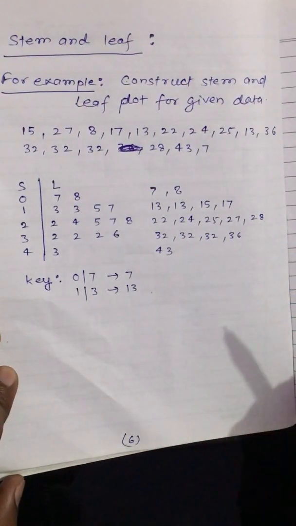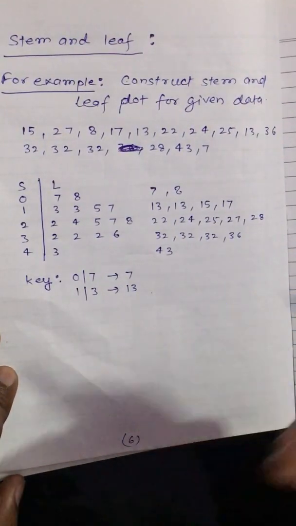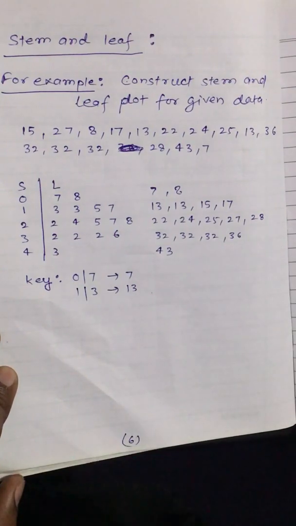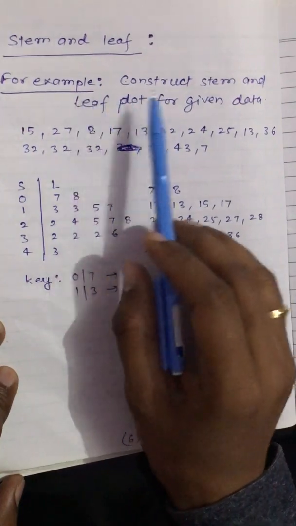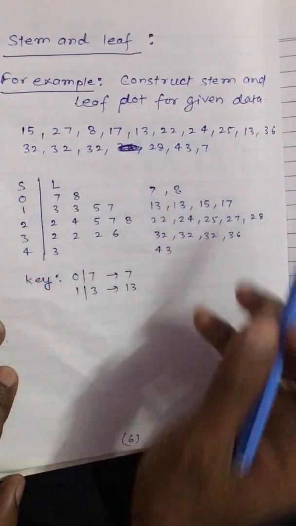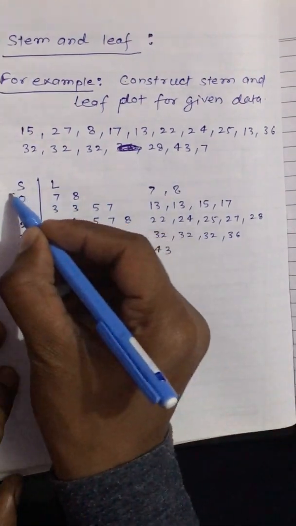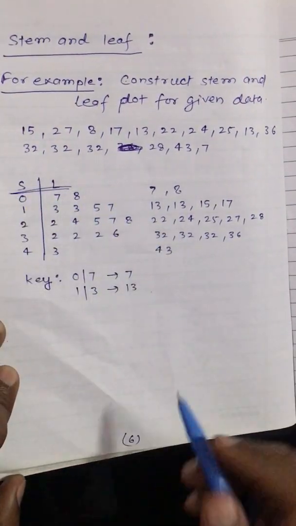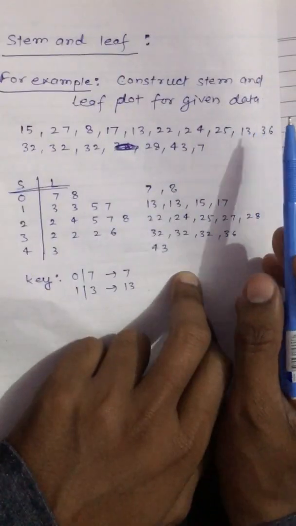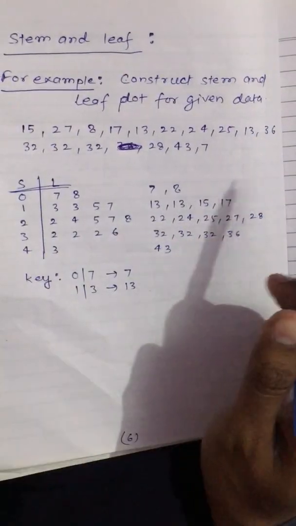What is a stem and leaf plot? It means we have a tree and there are branches, and each branch has leaves. Now I write here, for example, construct a stem and leaf plot for the given data. This is the data given. When you construct the plot, always remember that we write the numbers in order first, so that it will be easy for us to write.